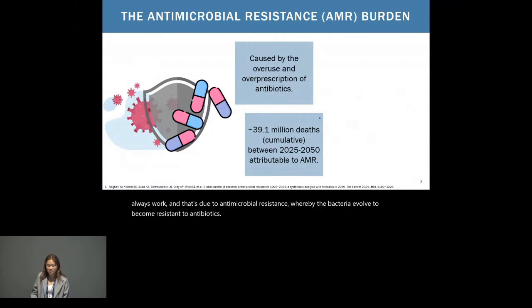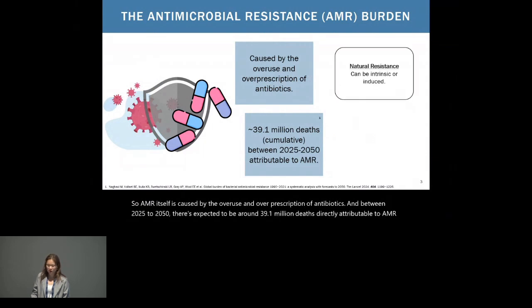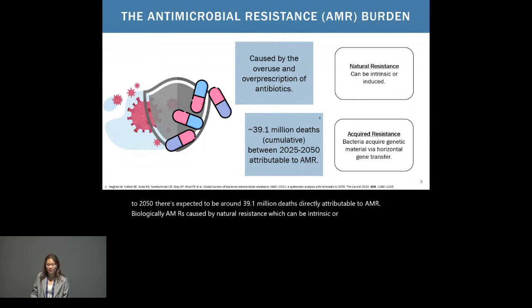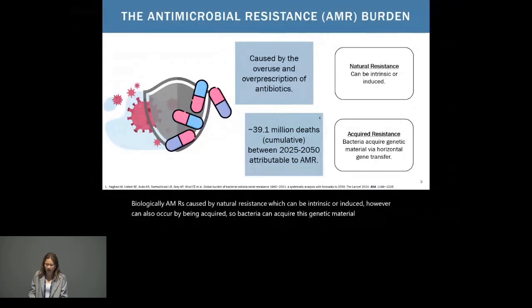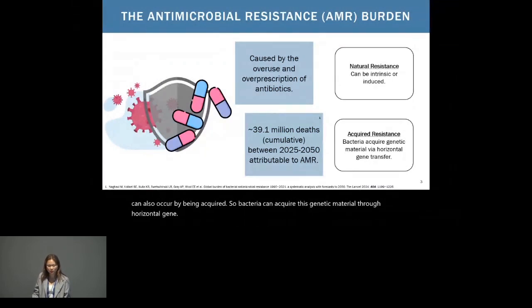So AMR itself is caused by the overuse and overprescription of antibiotics, and between 2025 to 2050, there's expected to be around 39.1 million deaths directly attributable to AMR. Biologically, AMR is caused by natural resistance, which can be intrinsic or induced. However, it can also occur by being acquired. So bacteria can acquire this genetic material through horizontal gene transfer, typically through plasmids.